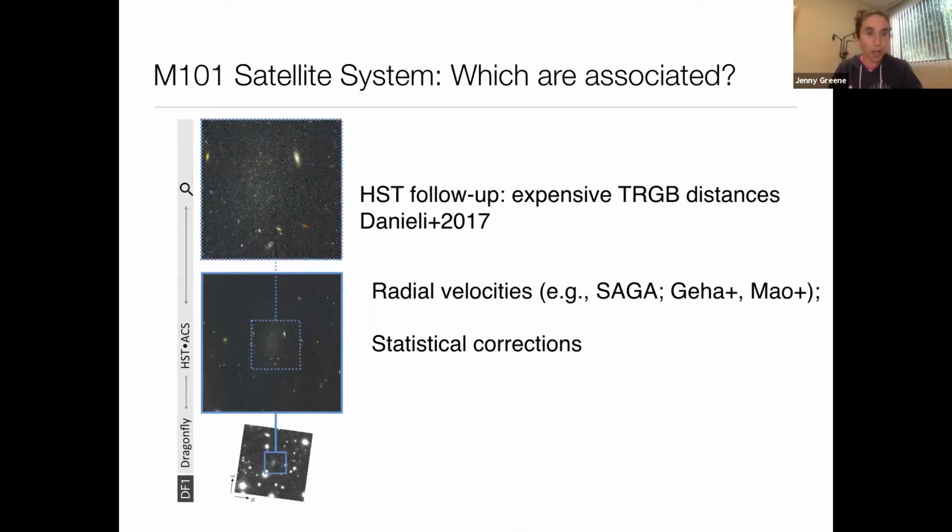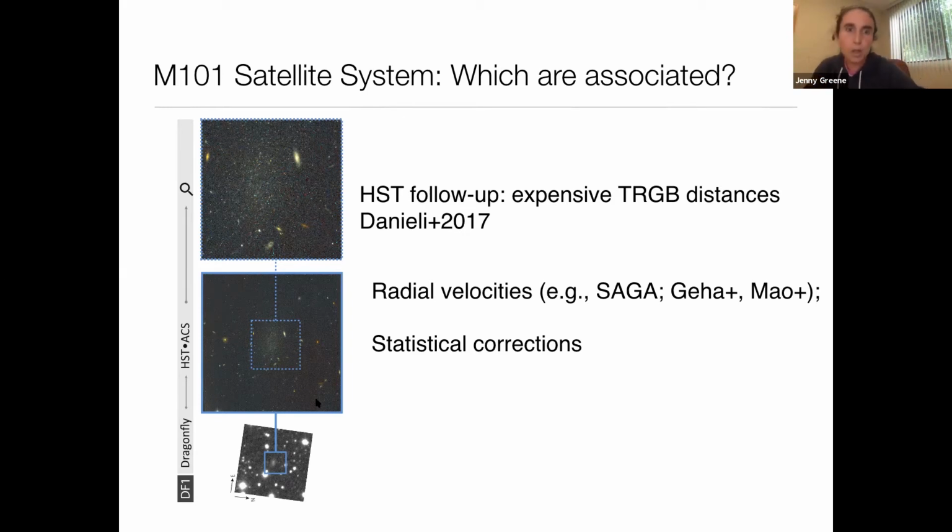How can you do this? Well, classically, you could get HST imaging for each satellite and use distances like tip of the red giant branch. That's expensive. This is what Shani Danieli has done for a few potential friends identified with Dragonfly. You could do the trick that Marla Geha and Risa Wechsler and others are doing and get radial velocities for every single thing. And this is very, very expensive as well. So this is what the SAGA survey's been doing. Or you could do statistical corrections, and that can be interesting, but also limits the kinds of science that you can do.